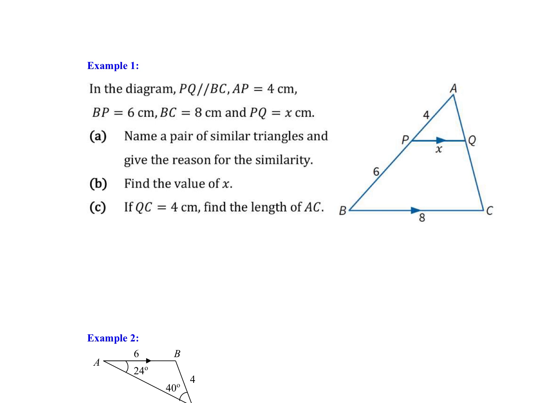Okay, this one. Name a pair of similar triangles. Which one? Which is the pair of similar triangles? Make a guess. Can you find two triangles that are similar? The small one, APQ. Yes, it's similar to ABC. Why? Which test can you use?